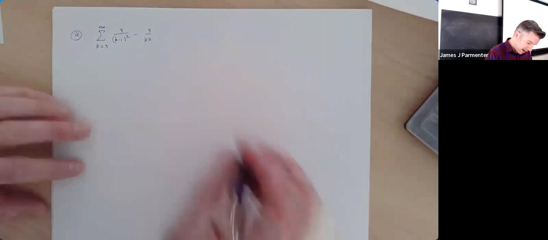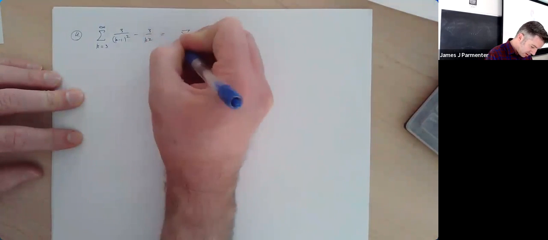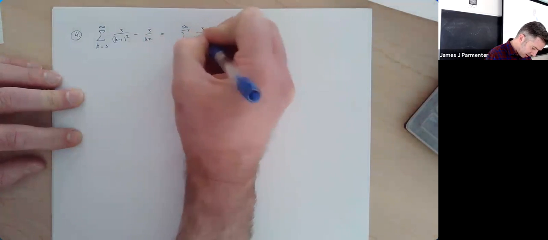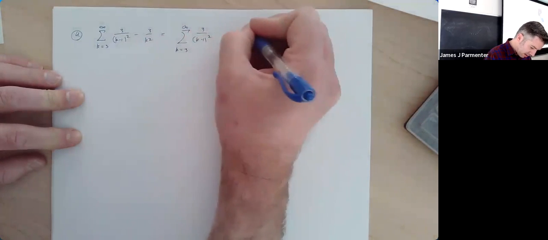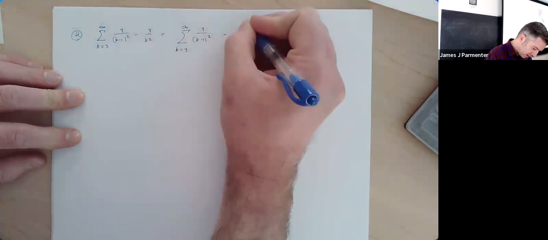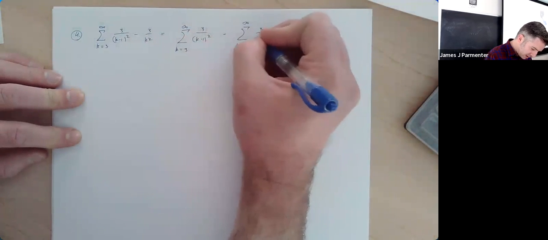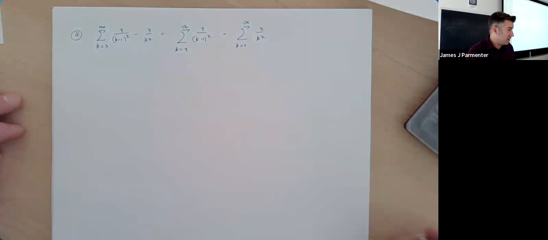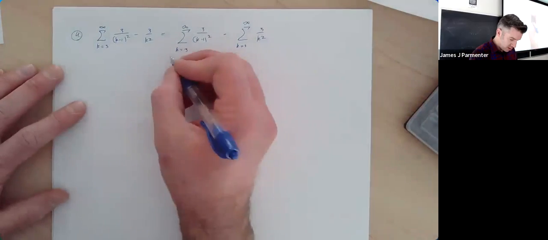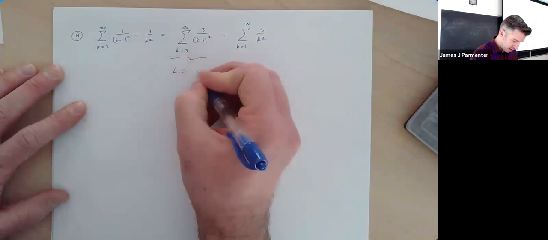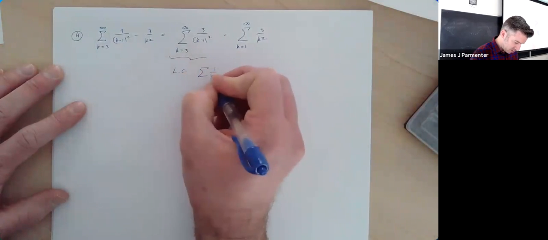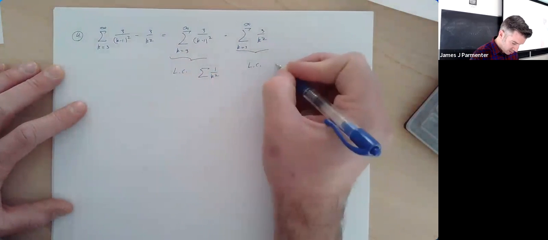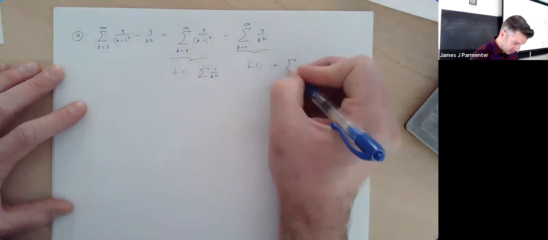could totally rewrite it as just the sum from k equals 3 to infinity of 3 over (k minus 1) squared minus the sum from k equals 3 to infinity of 3 over k squared. And both of these are convergent by limit comparison with a p-series. So you could totally do limit comparison with the sum of 1 over k squared. Same deal here. Limit compare with the sum of 1 over k squared.